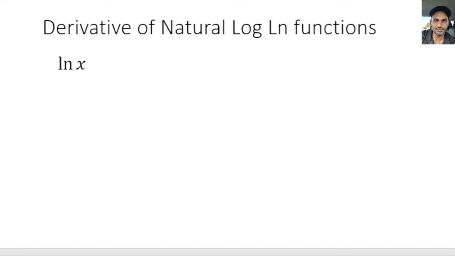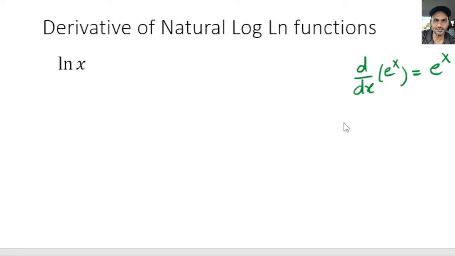Hello, welcome everyone. In this video, I'm going to work out how to derive the derivative of natural log functions. Before we start to work on these derivatives, there are a couple of things we need to know. First, the derivative of e to the x. d over dx of e to the x equals e to the x. Okay, it's just a little review. We have done that already.